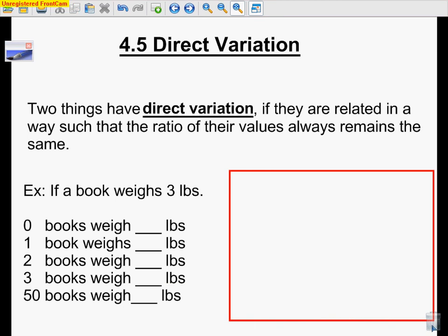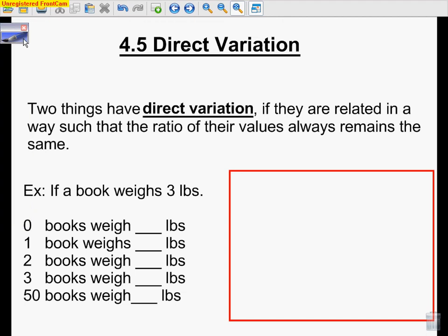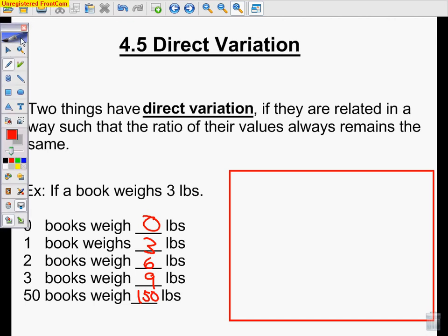If a book weighs 3 pounds, then we could say that the book's weight varies directly with how many you have. So 0 books weighs 0 pounds. 1 book weighs 3 pounds. 2 books would weigh 6. 3 would weigh 9. And 50 books would weigh 150 pounds. As one increases, the other one is going to increase at the same rate.